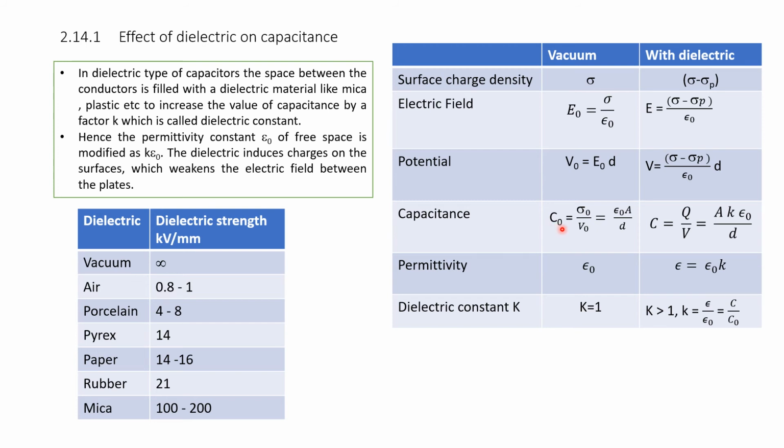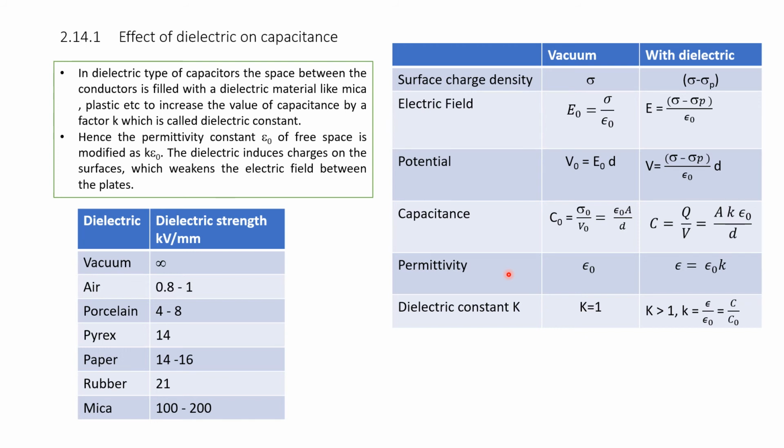Capacitance C naught is equal to sigma naught by V naught, that is equal to epsilon naught A by D in vacuum. In a dielectric medium, the value of capacitance will be C is equal to Q by V, that is equal to A into K times epsilon naught by D. A remains as it is and D is also the same; only epsilon naught changes, it is substituted by K into epsilon naught. So, capacitance increases by a factor K.